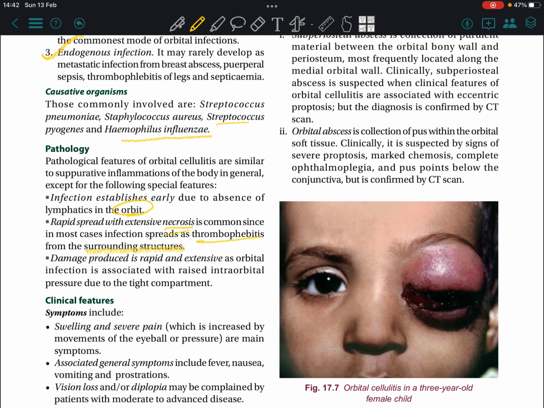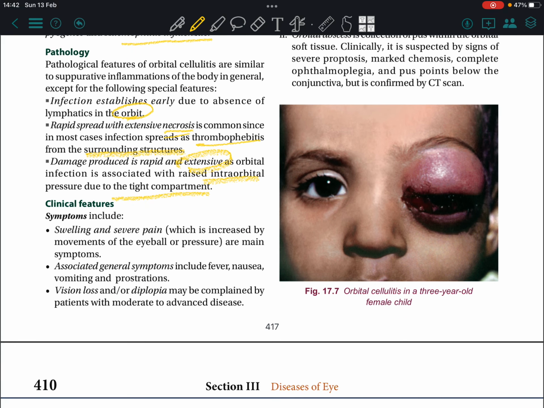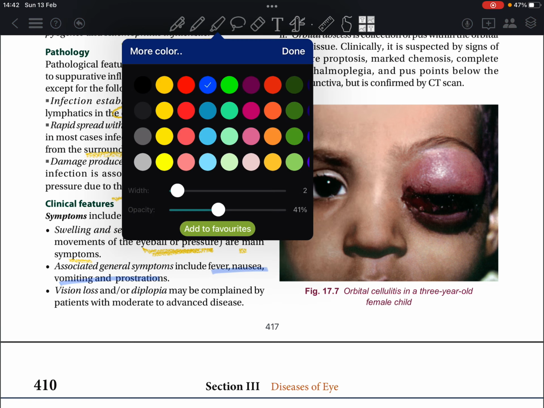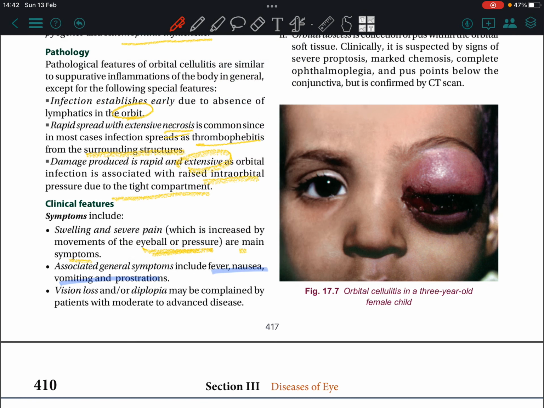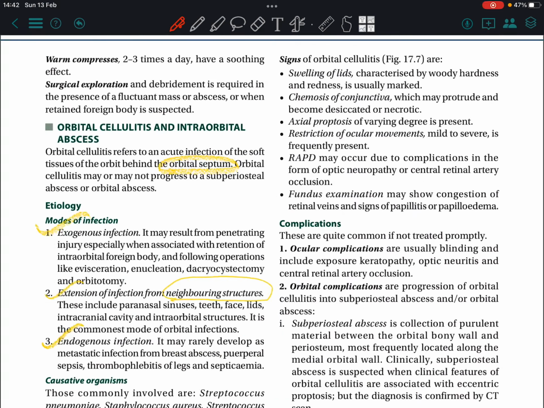Then from surrounding structures, damage produces rapid extensive orbit infection associated with raised intraorbital pressure due to the tight compartment. Clinical features: swelling and severe pain, which is increased by movements of the eyeball or pressure, are the main symptoms. Associated general symptoms include fever, nausea, vomiting, prostration. Visual loss or diplopia may be complained of by the patient with moderate to advanced disease.